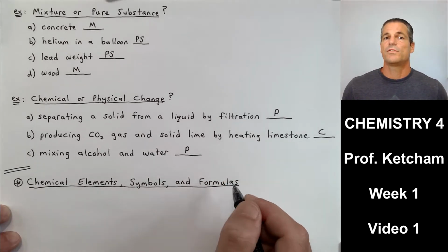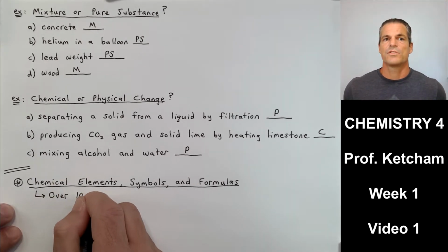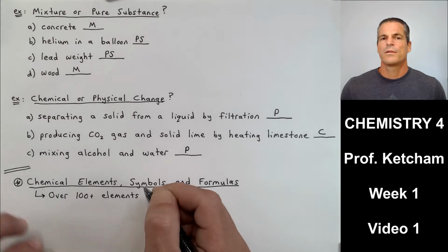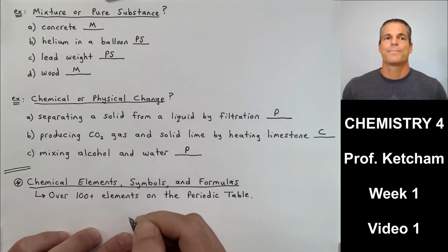B, producing CO2 gas and solid lime, just sounds like a chemical reaction. B is a chemical change. Mixing alcohol and water, I could always separate them out in a variety of different ways. This is a physical change.